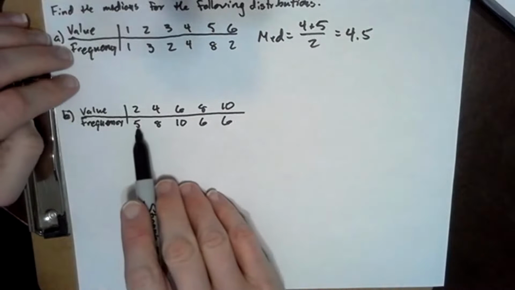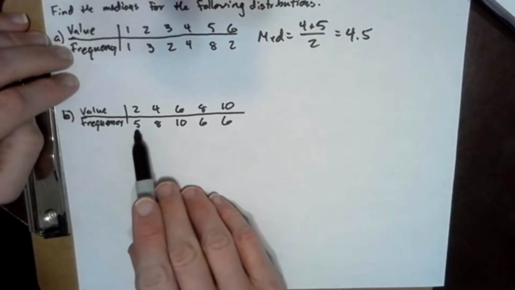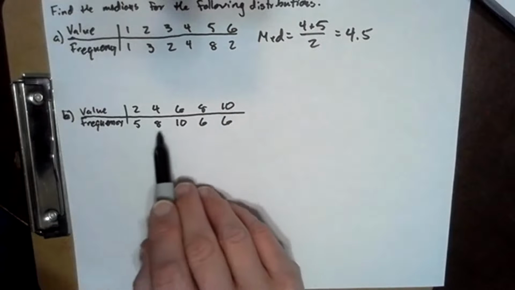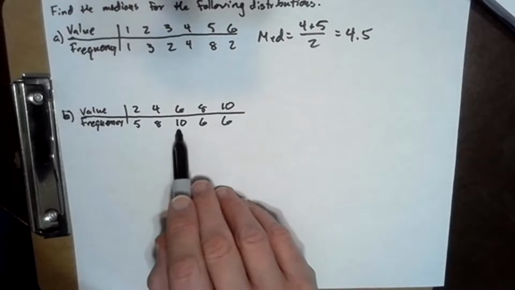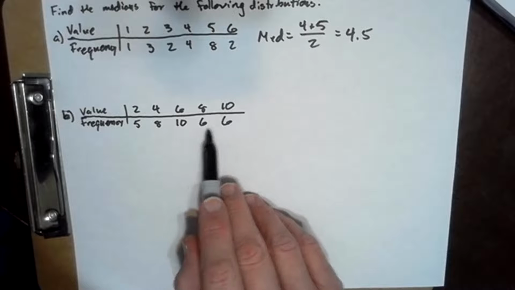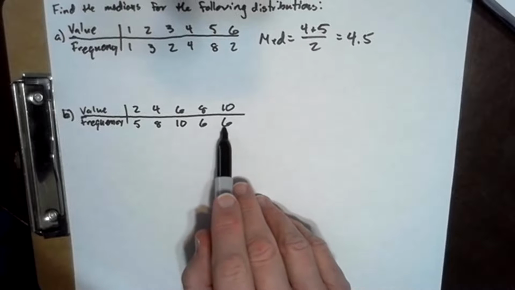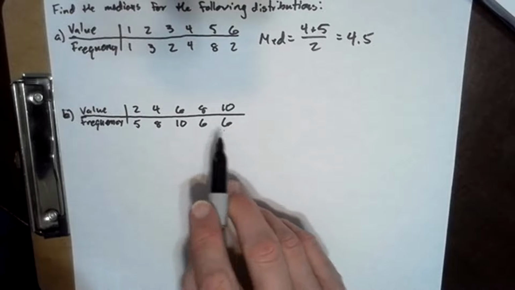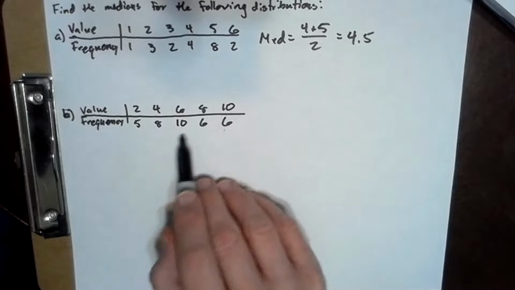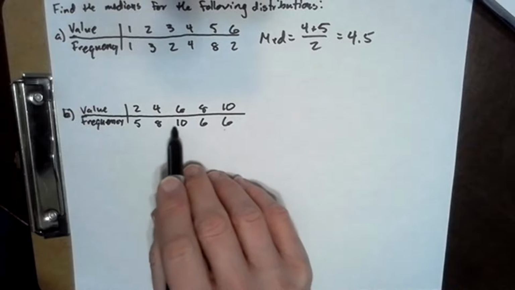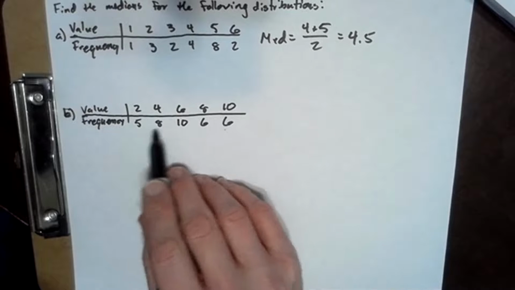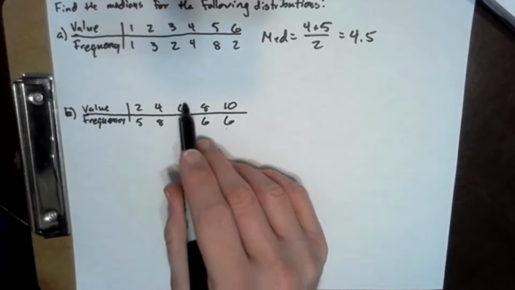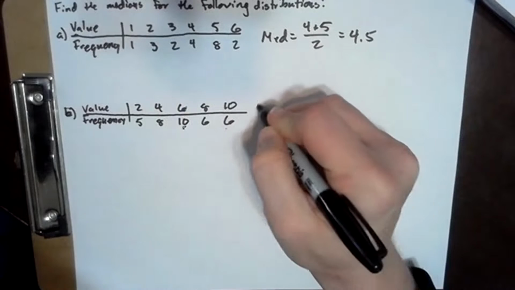Next one. Here we have an odd number of values because all of these are even and this one is odd. 5 plus 8 is 13, plus 10 is 23, plus 6 is 29, plus 6 is 35. So the middle value is going to be the 18th value. The 18th value is going to be a 6 because these 3 add up to 23, and the 18th value has to fall in these 10 values, which is a 6.